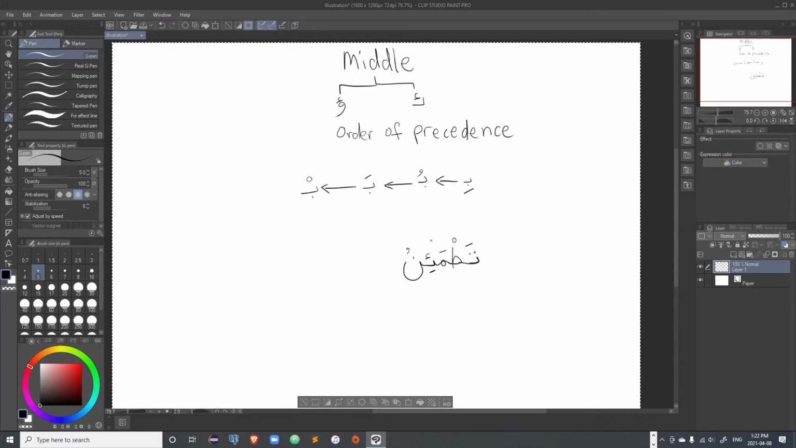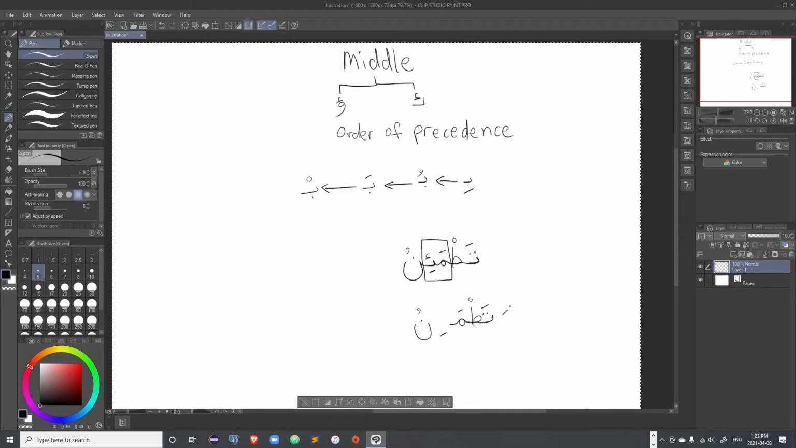Now, let us isolate this part here. Pretend that we do not know how to write the hamza here. Sorry, I'll delete, I'll just leave the meem and I'll put the noon. Now let us pretend we do not know how to write the hamza. Tat, ma, but we do know it is a kasra. E, because the word is tat, ma, e. So it is definitely a kasra.